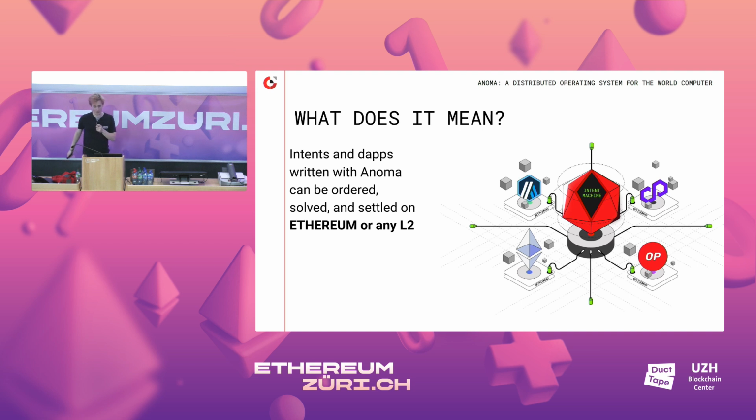Yeah, and so what does this mean? Intents and dApps written with ANOMA can be ordered, solved, and settled anywhere. This can be settled on the Ethereum main chain. This can be settled on any L2. This is fundamentally a user choice.